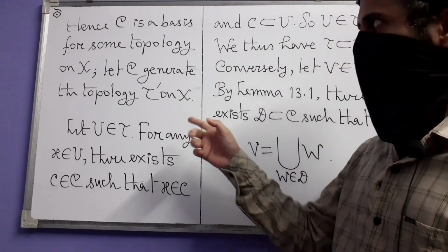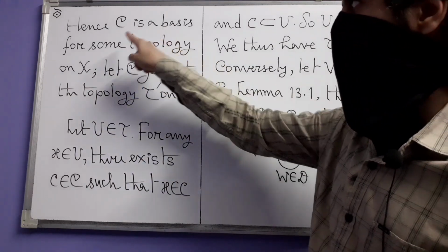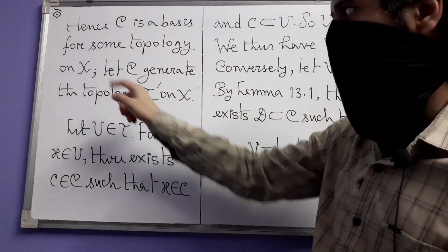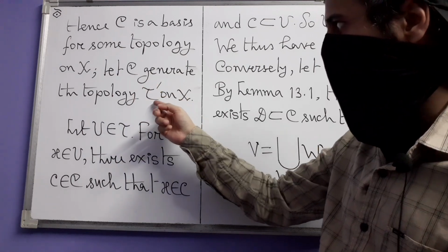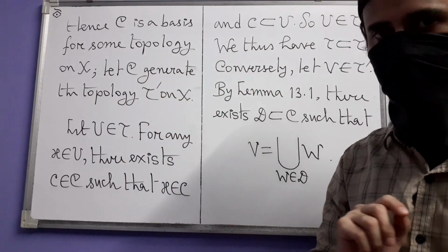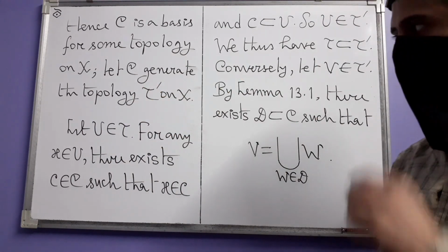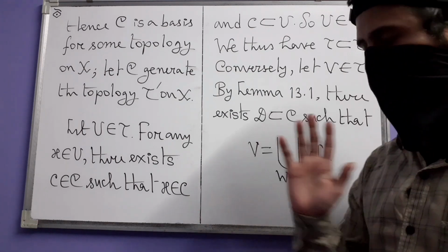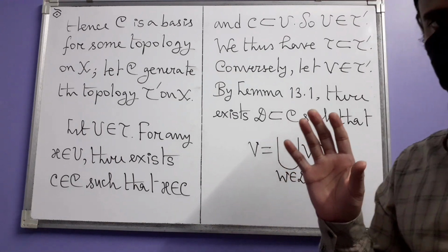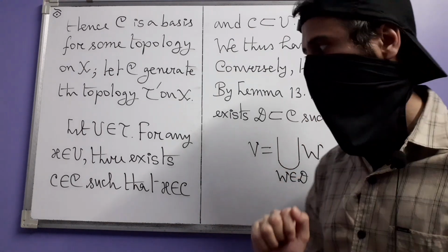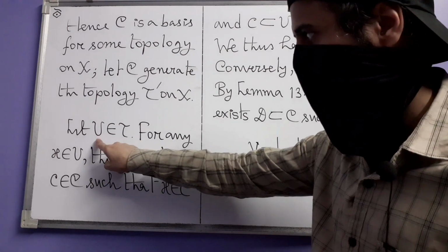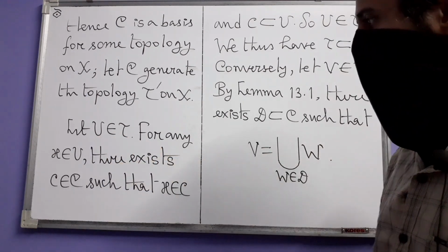So we write the conclusion here: hence the collection C is a basis for some topology on X, and let C generate the topology tau prime on X. Let the topology be tau prime. Now with the next part of the proof, we want to prove that tau prime is equal to tau. So let us take an open set U in tau.